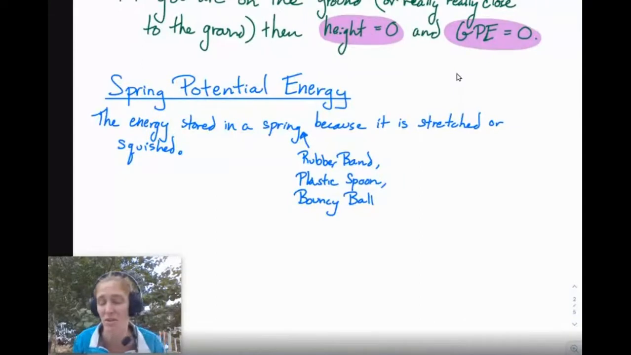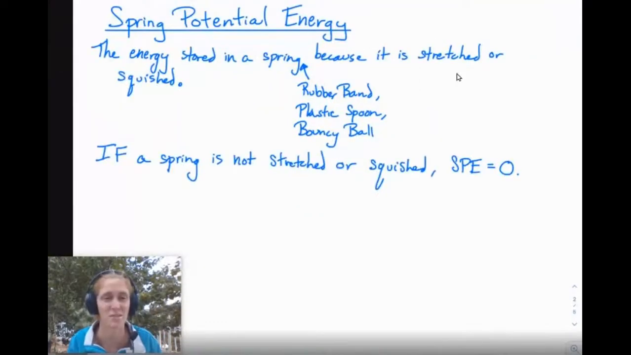All right, so if a spring is not squished, then there is no spring potential energy in it. So if you just have a spring sitting there, regardless of if it looks extended or squished, as long as it's sitting there and nothing's pushing or pulling on it, then your spring potential energy is zero. So spring potential energy is the energy stored in a spring or rubber band or plastic spoon or bouncy ball because it is stretched or squished, or bent. If a spring is not stretched or squished, then your spring potential energy is zero.